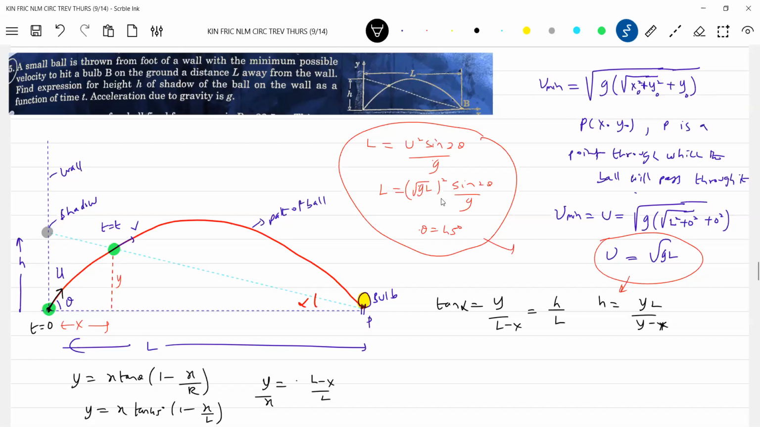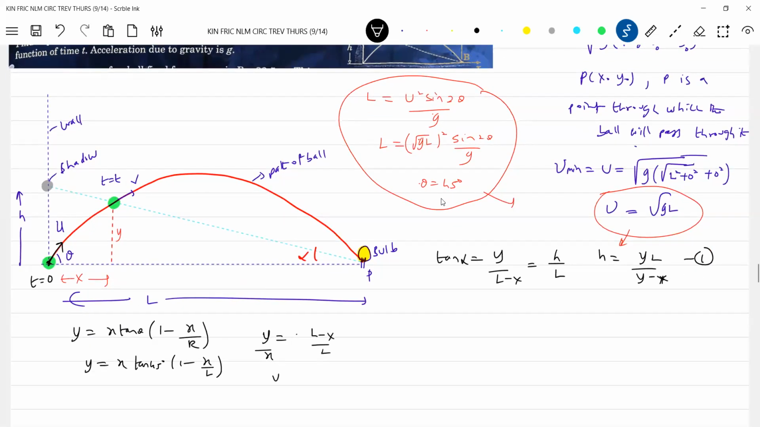So therefore y by x is equal to... These are the primary equations. So y L by L minus x. One more step: y L by L minus x equal to x. This is equation 1. This is equation 2. From 1 and 2, what happens? I get h equal to x.